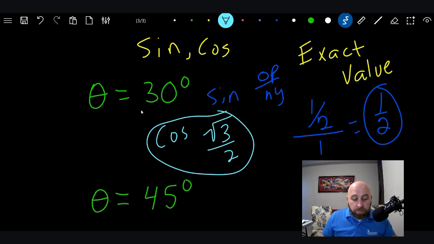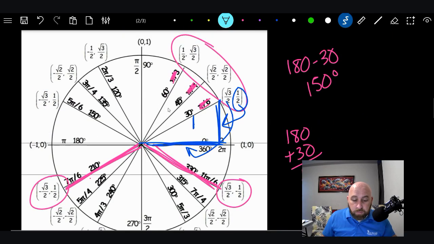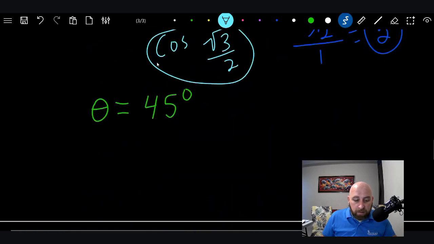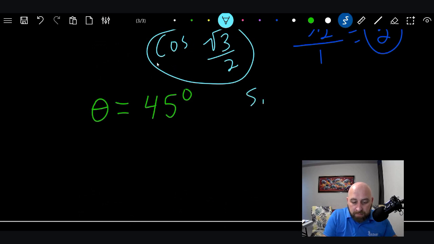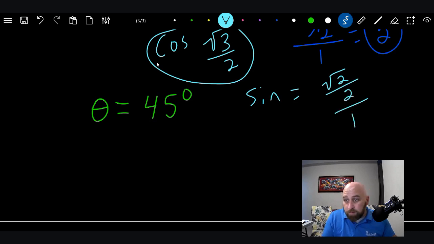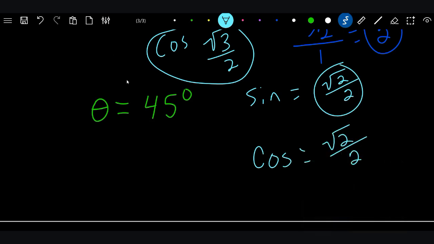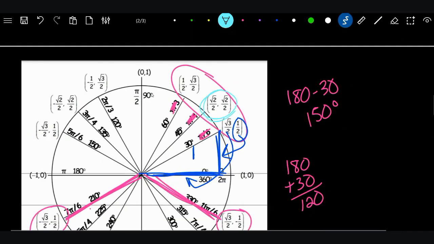Okay, we'll do the same thing with our 45-degree angle. We'll just go up here and look. It's square root of 2 over 2. So our sine is going to equal square root of 2 over 2 over 1, because remember, it's always over 1 because the r is 1. So we don't have to write that over 1, so there you go. And then the cosine is going to equal the same thing. Why? Because it's the 45. And look, the 45, the x and the y are the same.